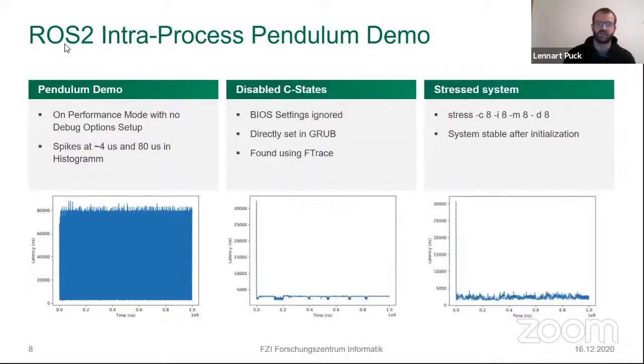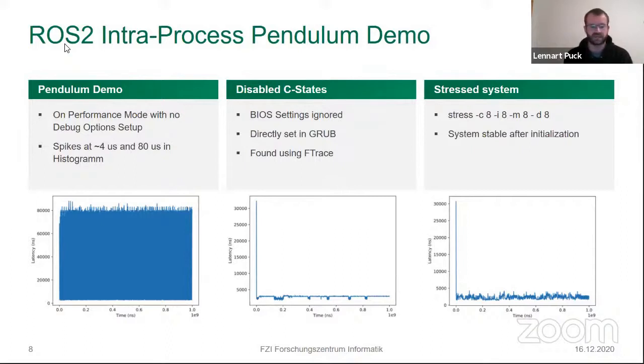spikes basically. So then we used ftrace to figure out what was going wrong, and this is maybe something we learned, since in Linux some BIOS settings might be ignored. So we directly had to set it in the grub, and we had to disable the C states, so basically the idle states the computer can go into. And once they were correctly disabled, you can see after an initial setup, the latencies drop to around 4 microseconds, which is something we would expect, especially since we're in an intra-process communication, so there's no additional communication overhead.